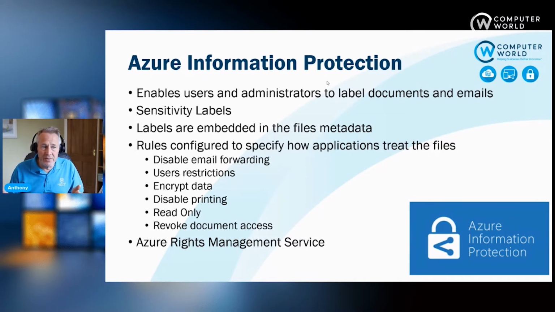So we embed these labels into the files, and then we set a set of rules which enable us to tell the applications how to treat those files and protect those files in certain circumstances. I've just on the slide there listed a few of the things we can do. So we can stop emails being forwarded within particular categories. We can apply user restrictions so that only users from certain groups or from certain organizations can access those. We can encrypt the data so that wherever it goes, nobody can get access to it unless they've got permission. And we can do simple things like disable printing, make a document read-only, or retrospectively revoke access to a document.